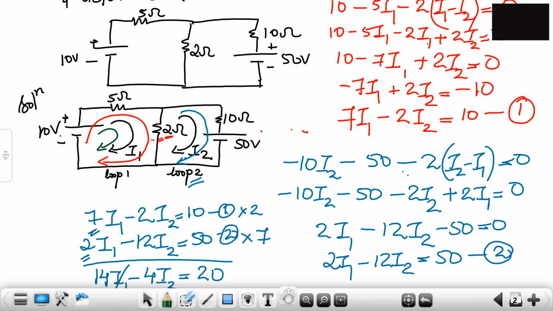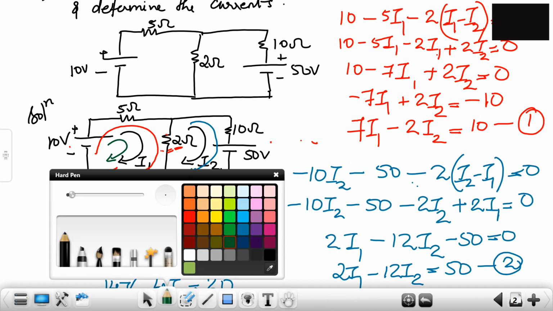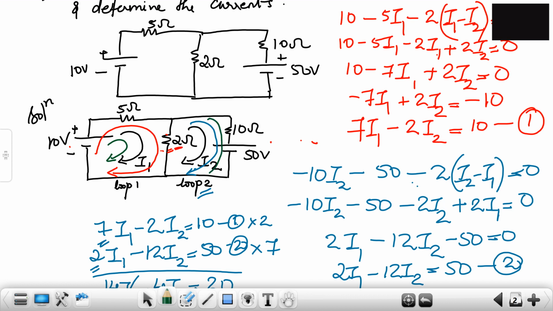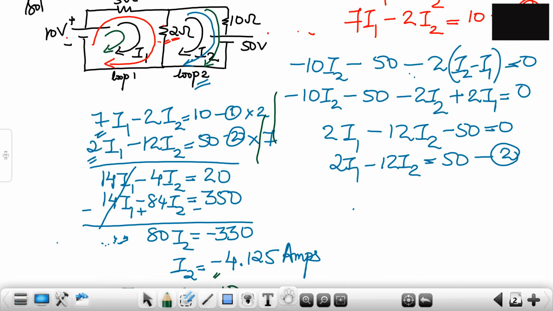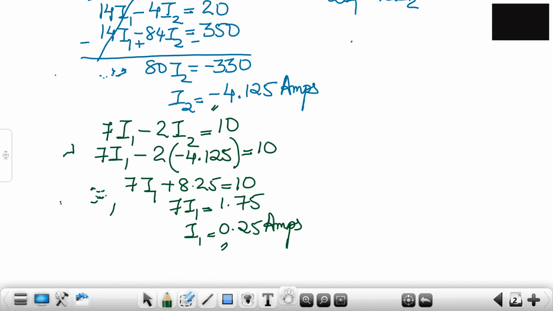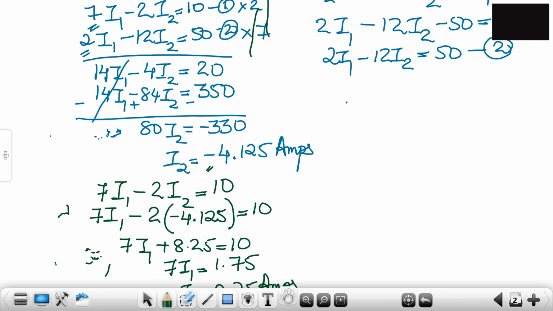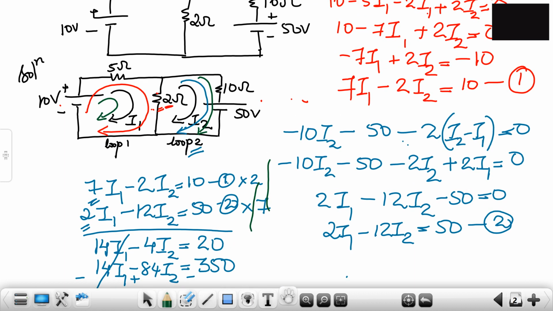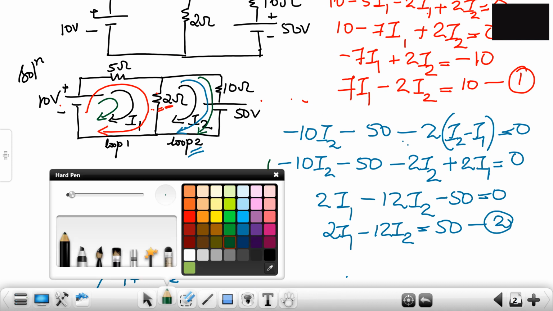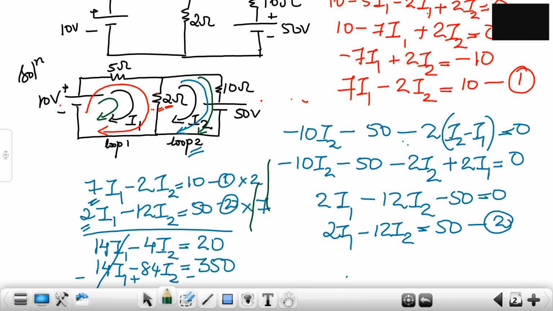Now I2, what direction of current have we assumed? It is this way. And since the value of I2 we are getting is negative, it is indicating to us that the direction of current has to be in the opposite direction. That's it for this problem. I2 and I1 we have already found out.